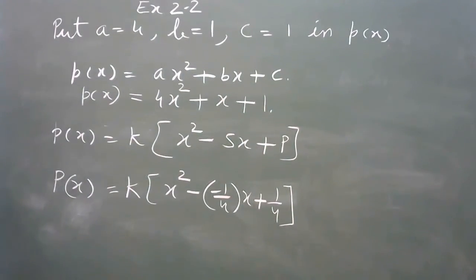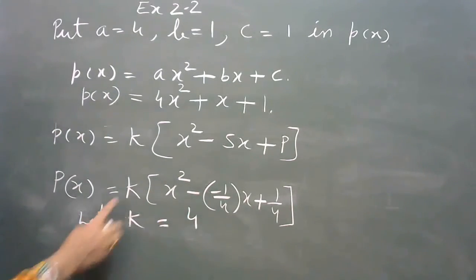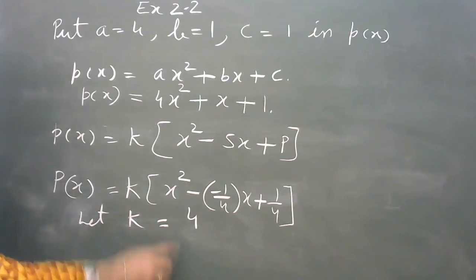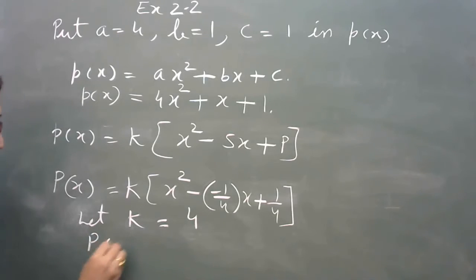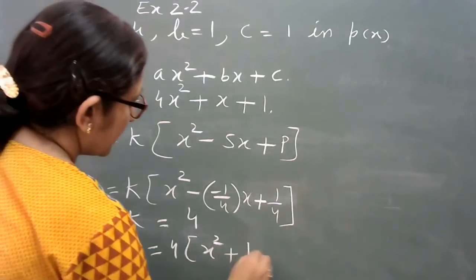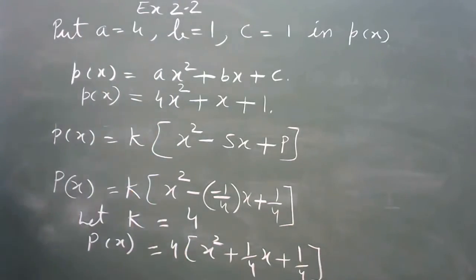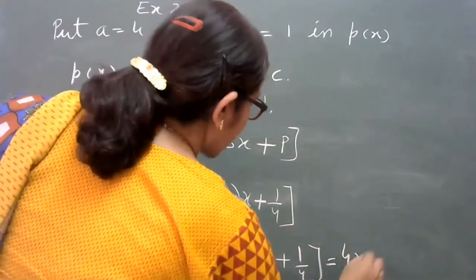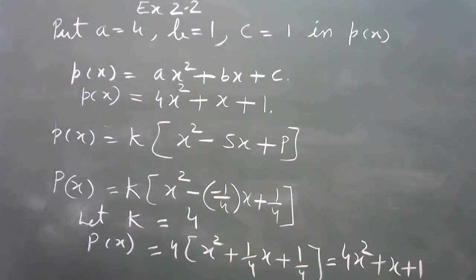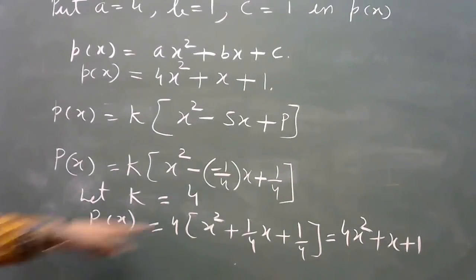A number of polynomials would be there with the same zeros. So here, for one of the polynomials, let k be equal to 4. Why did we suppose 4? The denominator is 4. So to make the polynomial simple, we can suppose k as 4. So P(x) is equal to 4 into x square minus minus, plus 1 by 4 x plus 1 by 4. After multiplication, it will be 4x square plus x plus 1. So this is the answer here.